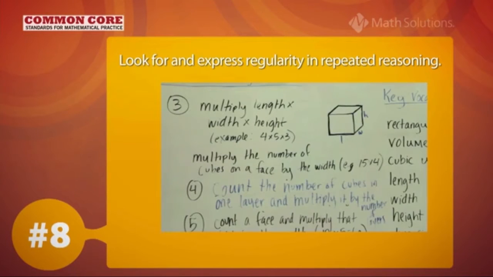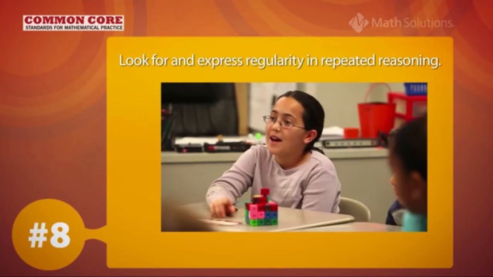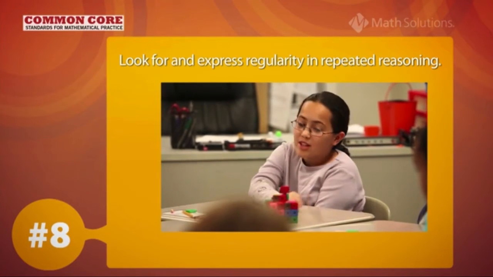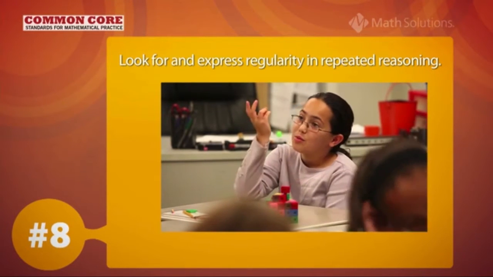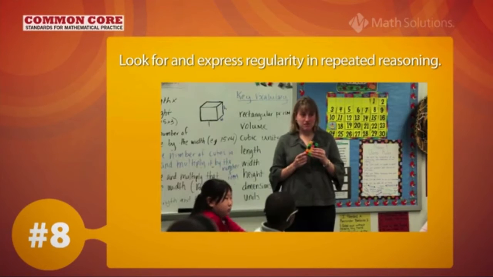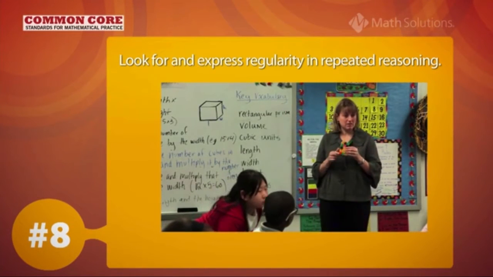Go ahead, Sarai. I agree with this strategy because she said that you have to multiply the length times the width times the height. And we tried that, because we made 2 different rectangular prisms and it worked for both of them. It worked for both of them to do that when you multiplied the length times the width times the height?